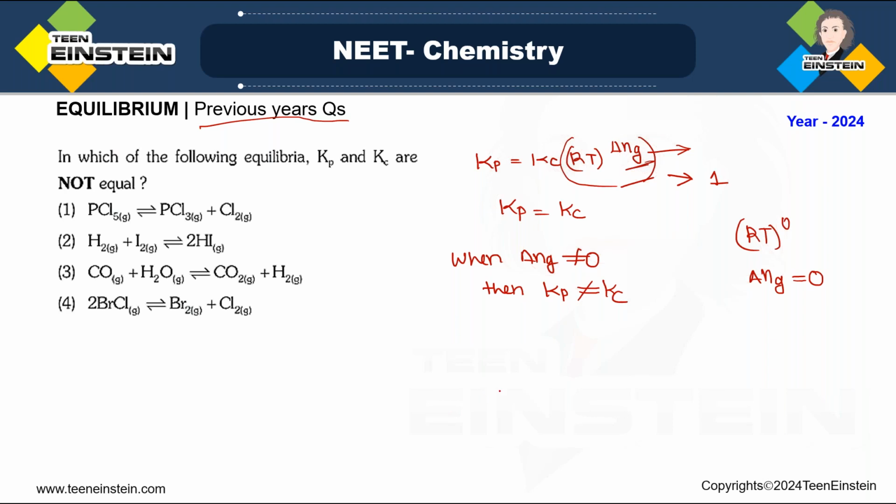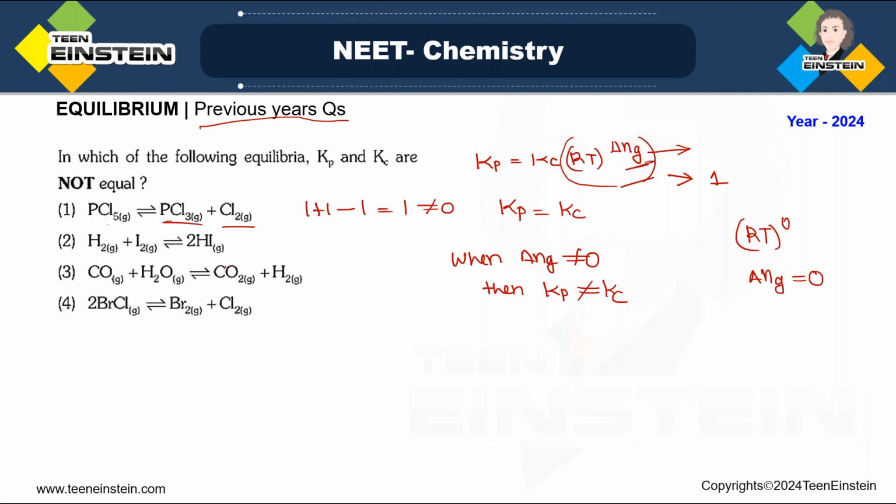Now look at the first equation. Here we have gaseous PCl5 molecule decomposed to gaseous PCl3 and chlorine gas. So the total number of gaseous moles is 1 plus 1 minus 1, which is for PCl5. So this value you will see is equal to 1, and this is not equal to 0. That means this should be our correct answer, right?